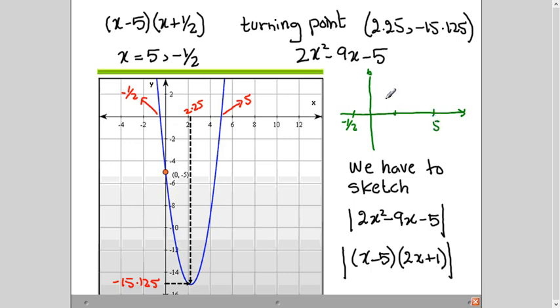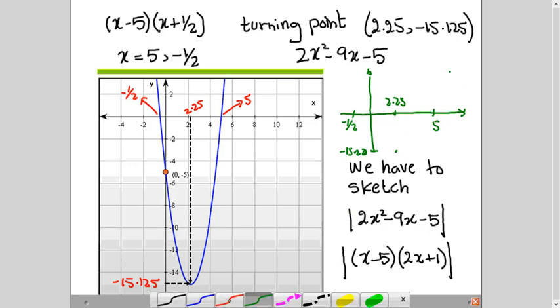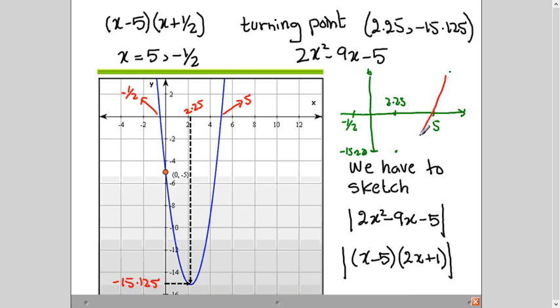And the x coordinate of the turning point is 2.25. And now suppose this point is minus 15.125, right? You do not need to show all the values here. So this is your turning point. So in your sketch, you will simply now join these points. So it will become, I'm trying to draw here, I hope it will look okay, like this.